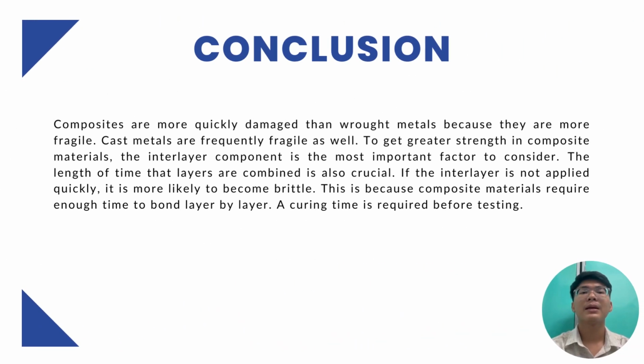Next, I will present the conclusion for our project. Composites are more quickly damaged than wrought metals because they are more fragile. Cast metals are frequently fragile as well.